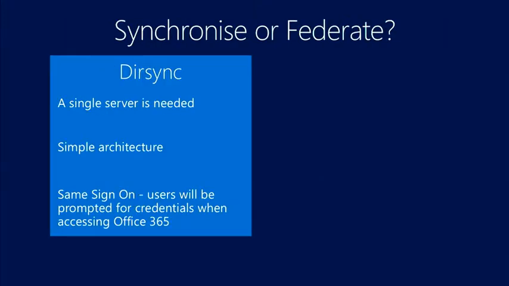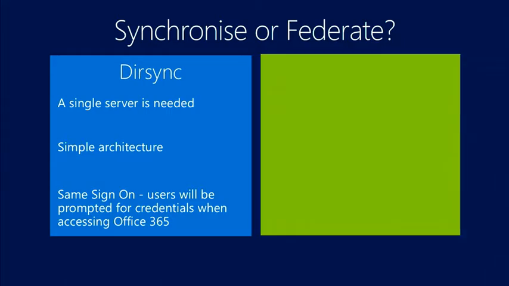So synchronize or federate. DirSync is a very simple tool. You can download it. It syncs your attributes up to the cloud. There's a single server, single architecture. But what it does do is it's same sign-on. You log into your corporate intranet. When you log into Azure Active Directory, use the same logon, the same password, but you have to authenticate again.